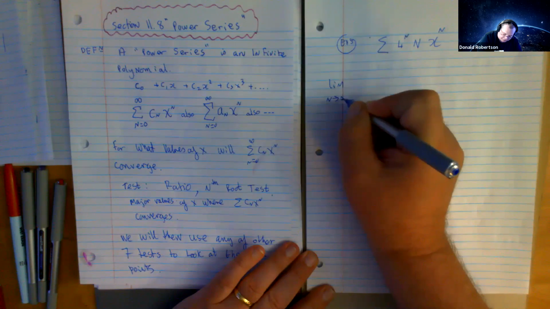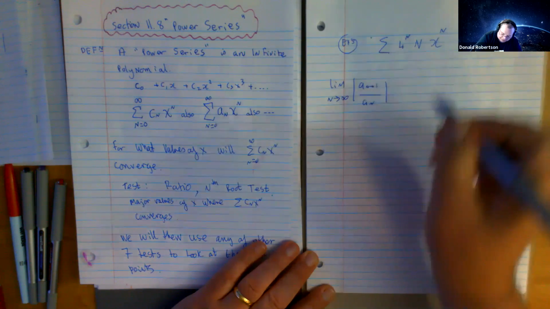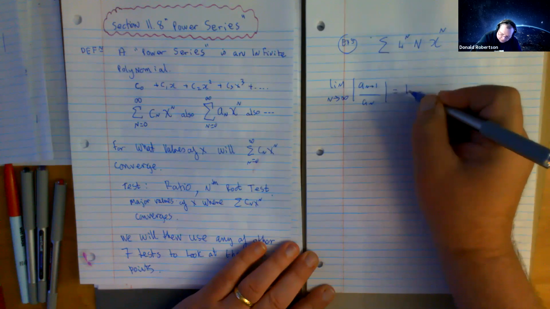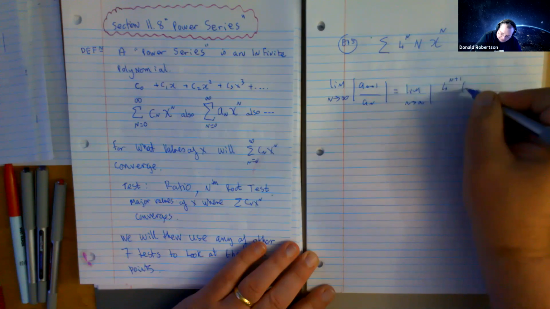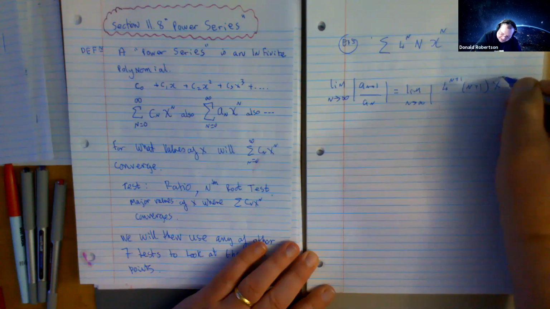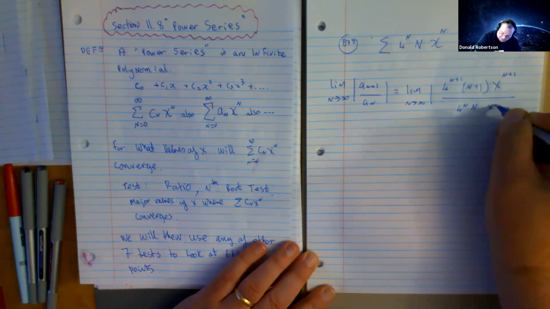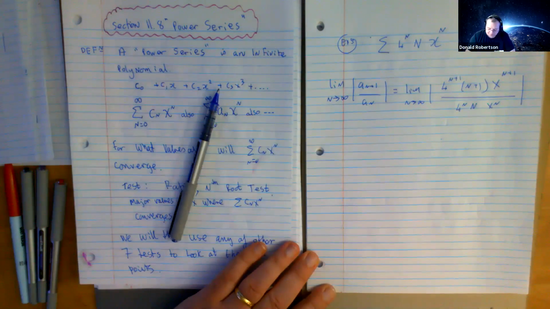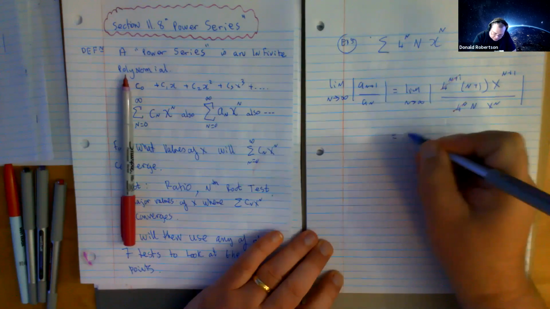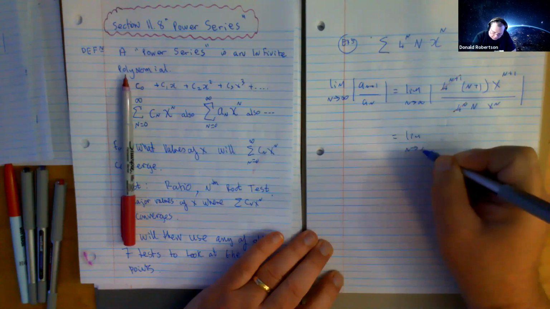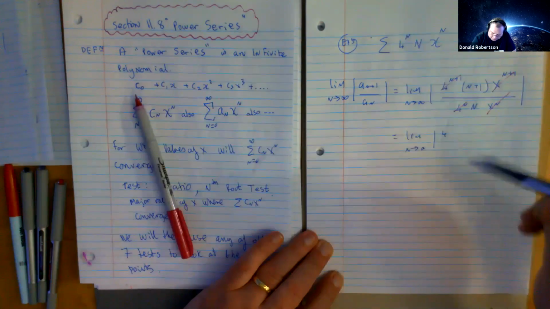So the ratio test. I think I'll make sure my next one's a fraction. We need to see some more fractions. So 4 to the n plus 1 and n plus 1 over an x to the n plus 1. And then a 4 to the n and n over an x to the n. Okay, those two guys cancel, but you're left with a 4 on the top. Those two guys cancel, and you're left with an x on top.